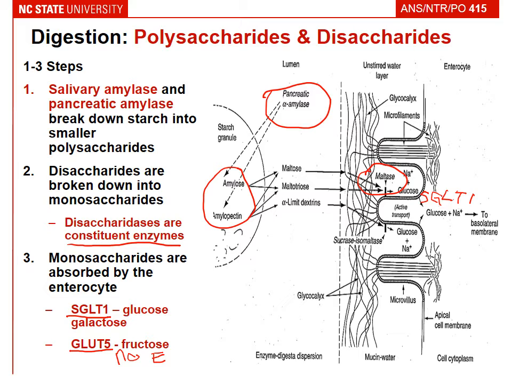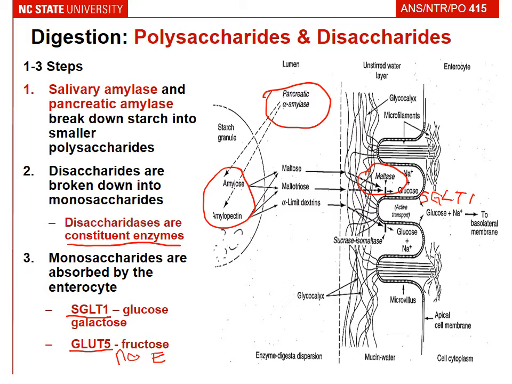So all animals end up breaking down polysaccharides and disaccharides, and we use 1 to 3 steps. First, we have salivary amylase and pancreatic amylase that break down starch into smaller polysaccharides. So our salivary amylase and our pancreatic amylase, both of these are alpha amylases.